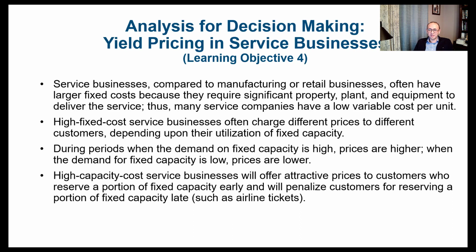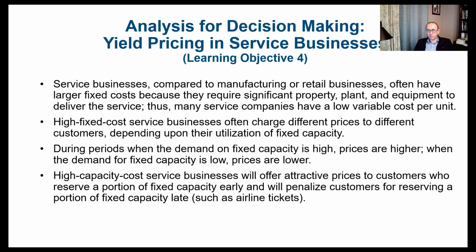And this is why, I think a perfect example would be airlines. They charge different prices for different customers depending on when they are buying their ticket. And I think this is part of deciding on how they utilize their fixed capacity. So during periods when the demand on fixed capacity is high, prices are higher. When the demand for fixed capacity is low, prices are lower.